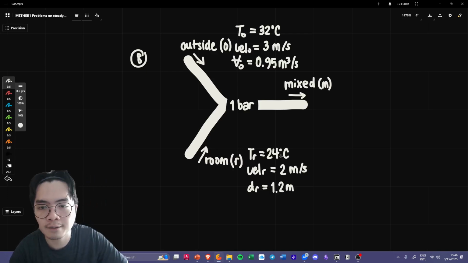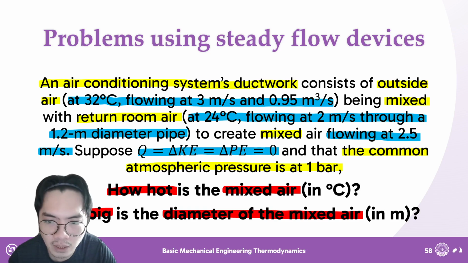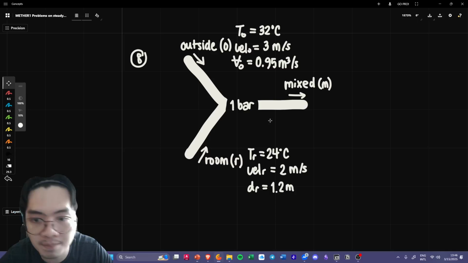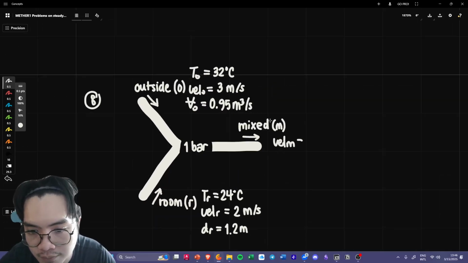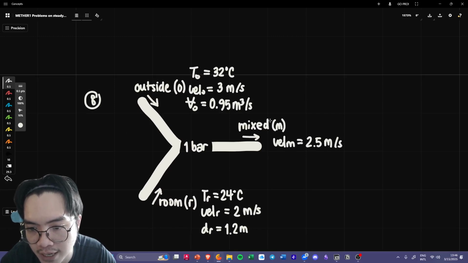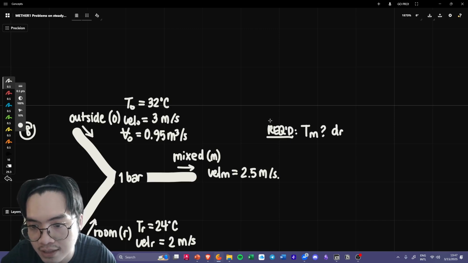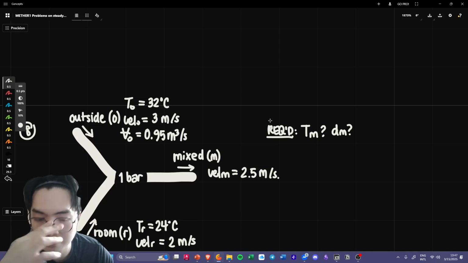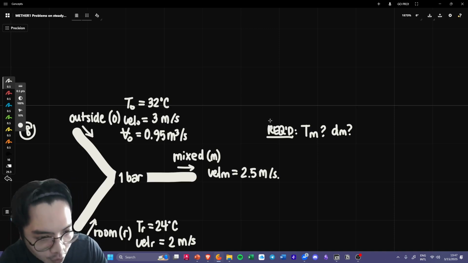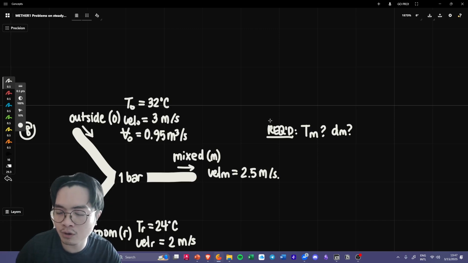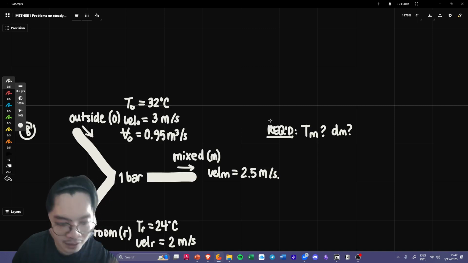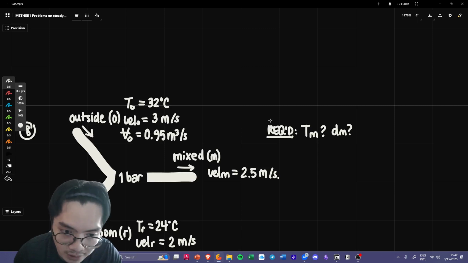Now your mixed air should flow at 2.5 meters per second. That is all we know. And so what we want is, what is the temperature of the mixed air, and then what is the diameter for the mixed air? When we're thinking about temperature, that goes off of what we're only currently informed of. If you're at topic 4, welcome. This is no longer under the scope of conservation of mass, because it's temperature. We need temperature.